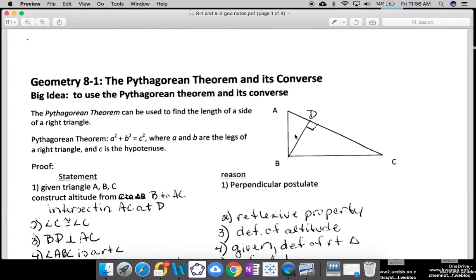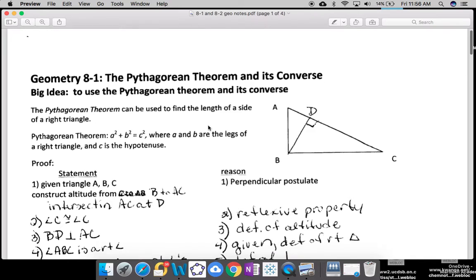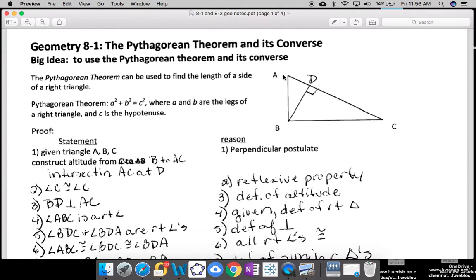So 8.1 is on the Pythagorean theorem, which we've done before, but the new thing with this section is you're going to know how to prove the Pythagorean theorem using things that we learned from last chapter. So we start out with given triangle ABC, which is a right triangle, and we construct an altitude from B to AC, and we'll name this point D.